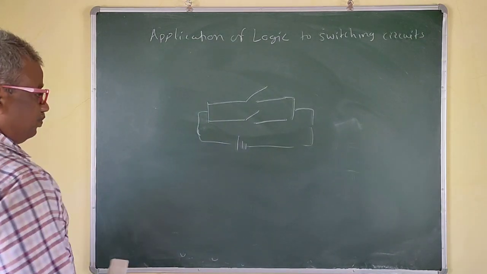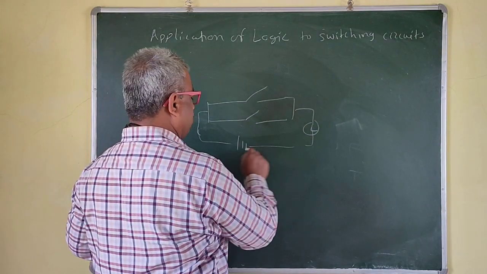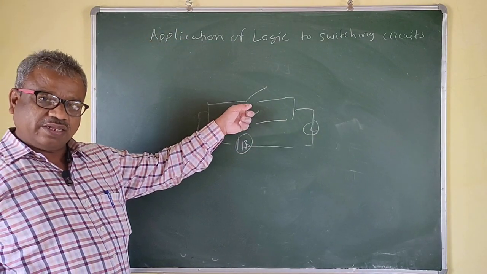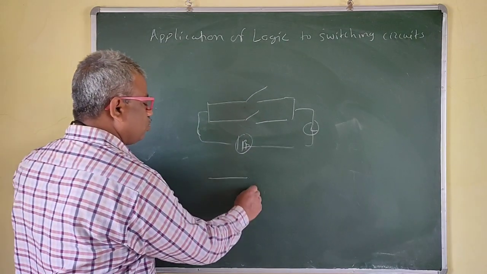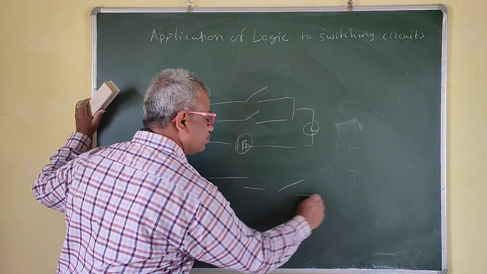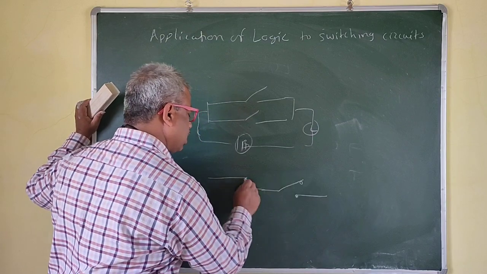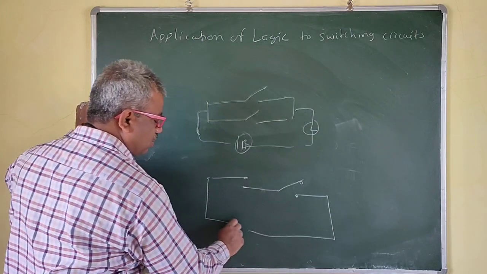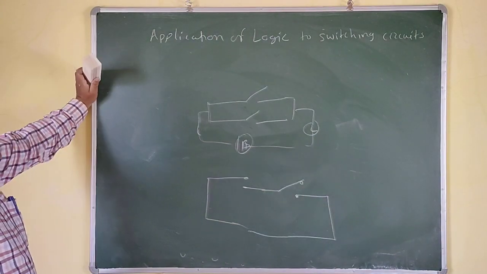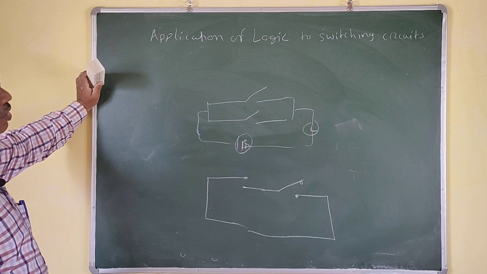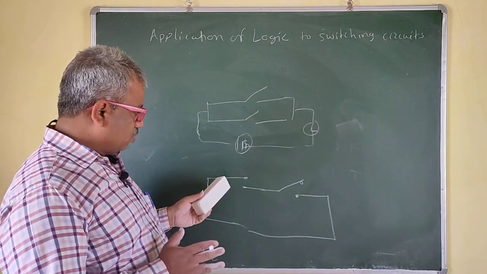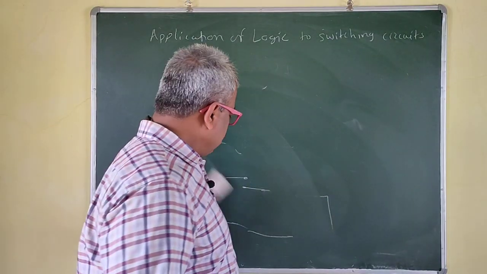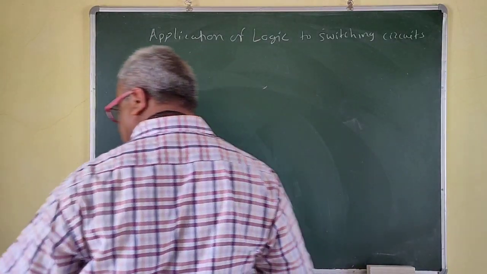Or you may say this is your bulb, this is your battery, like this. Now if three switches are parallel, and here two switches are in series, these are in series, right? So what to do now? How to find the statement for the circuit now? That is what we are interested in.